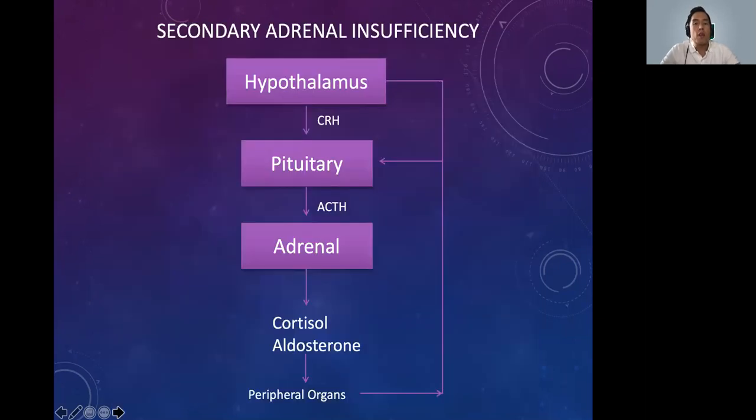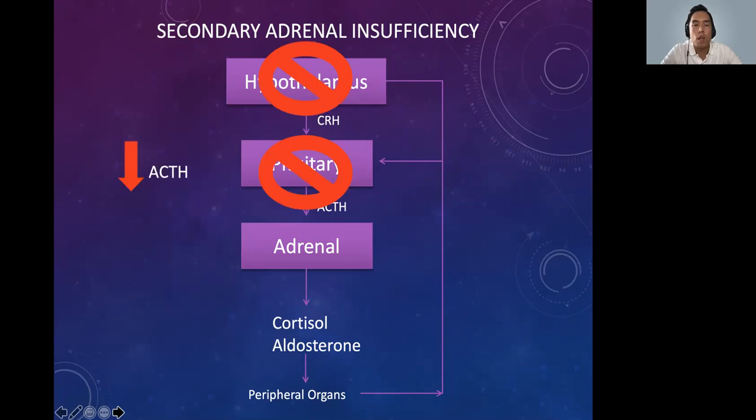So how about secondary adrenal insufficiency? You are probably familiar with this feedback loop already. Secondary describes a problem in either the hypothalamus or pituitary, which leads to a decrease in ACTH. ACTH is a very important stimulating hormone for the adrenal glands. Without stimulation from ACTH, the adrenal glands atrophy, right? And there is a decreased production of cortisol.